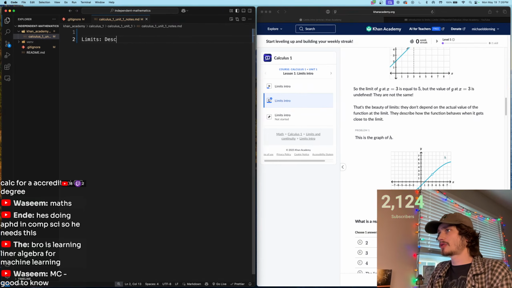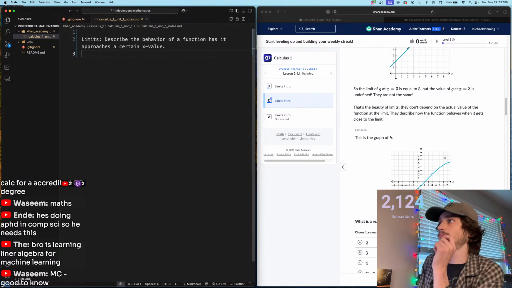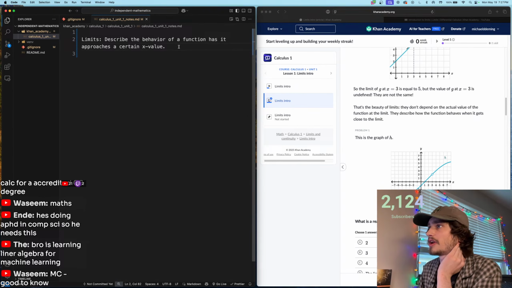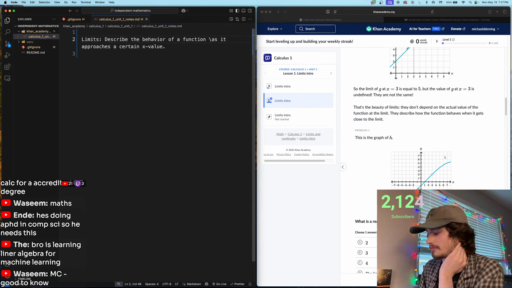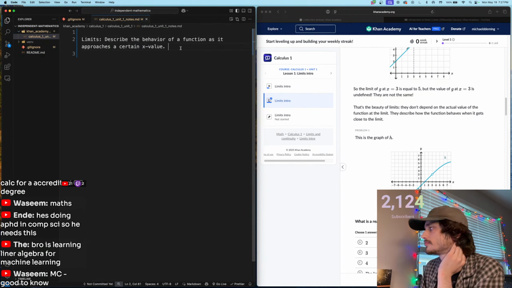So limits describe the behavior of a function as it approaches a certain x value.